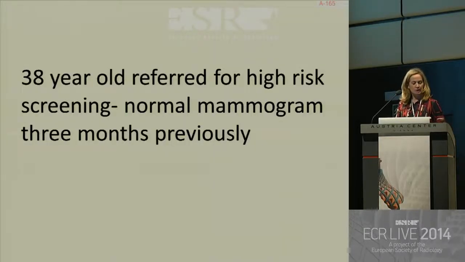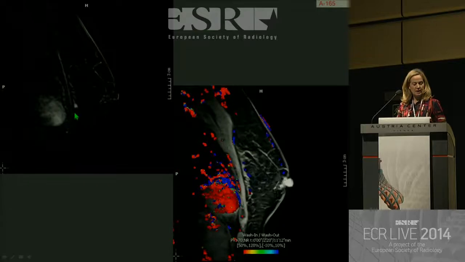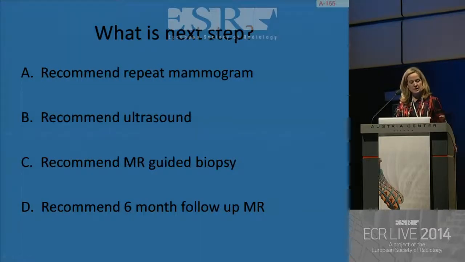This is a 30-year-old lady who was referred for high-risk screening MR. She had had a normal mammogram 3 months previously. And here you can see just at the very back of the breast this small 6-millimetre irregular enhancing mass. On the kinetic colour map, you can see here that it demonstrates wash-in and rapid wash-out kinetics. This was called a BI-RADS 4 lesion. And what is your next step?